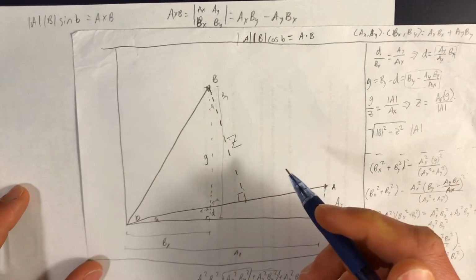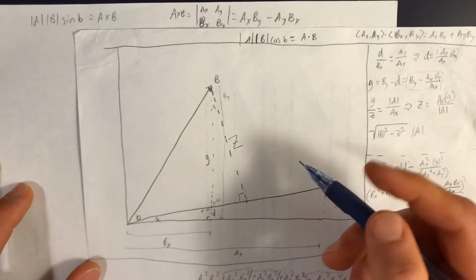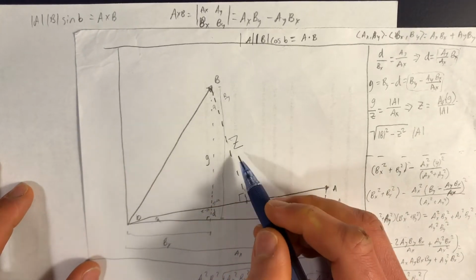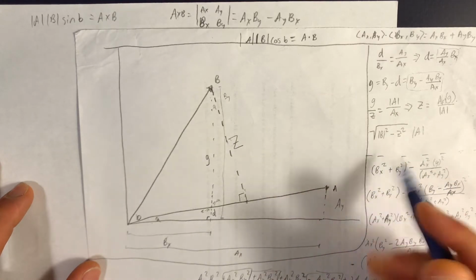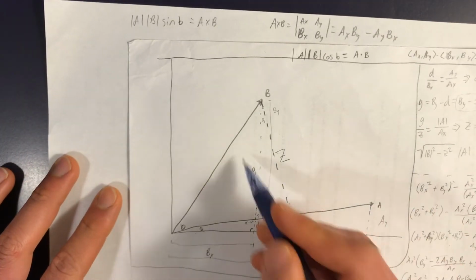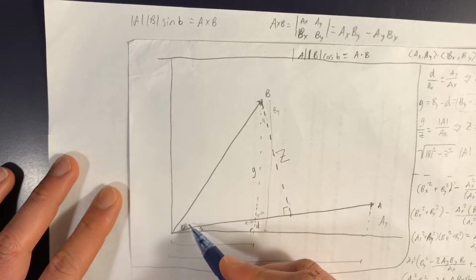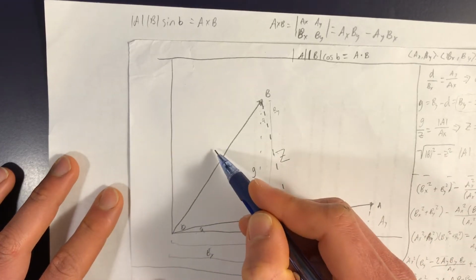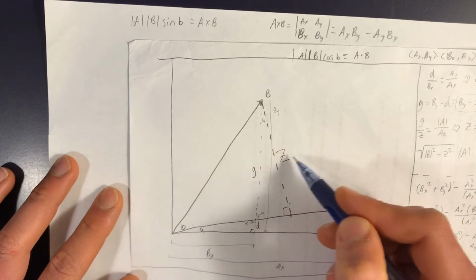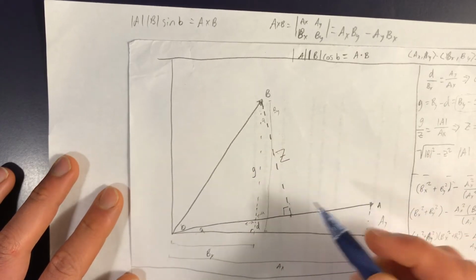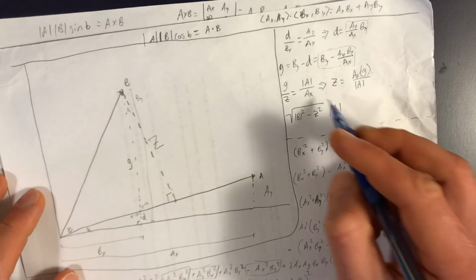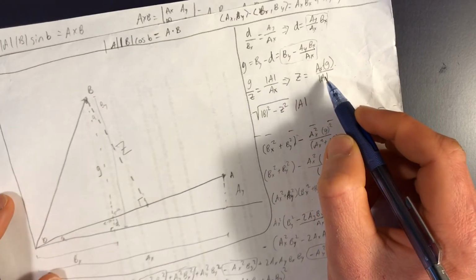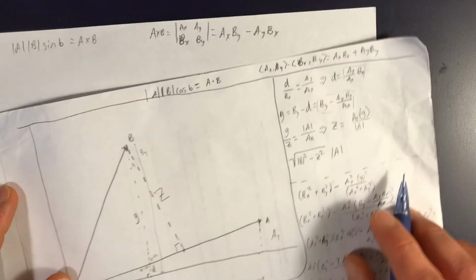So, going back to this. If we look at this, the absolute value of B times the sine of B, so the sine of B is equal to this over this, so you can multiply by the absolute value of B, and you're just getting Z right here. So if we look over to here, Z is equal to that. So, well, one second.